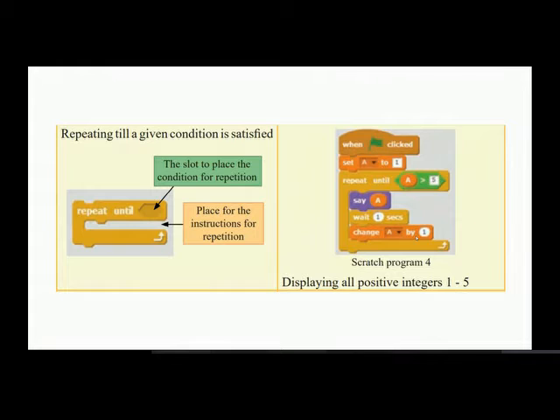I have an example displaying all positive integers from 1 to 5. That means we have to repeat this program until A is greater than 5. So we will assign a variable A to 1. Then we have to go on until A is greater than 5. So our condition is A is greater than 5, and until it is greater than 5, we need to repeat this. When you have a condition, you can use this block.